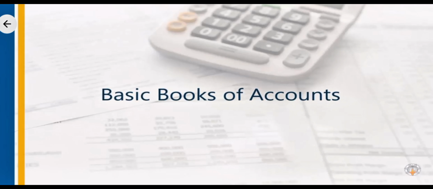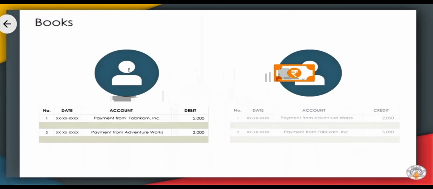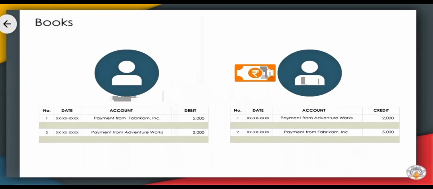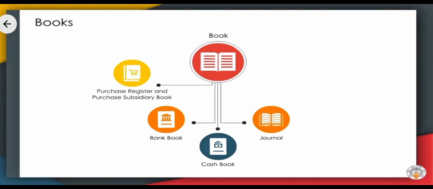Basic books of accounts. All financial transactions are recorded through the following basic books of accounts: cash book, bank book, journal, purchase register and purchase subsidiary book, and sales register and sales subsidiary book. All the above transactions are posted in a ledger in various accounts.